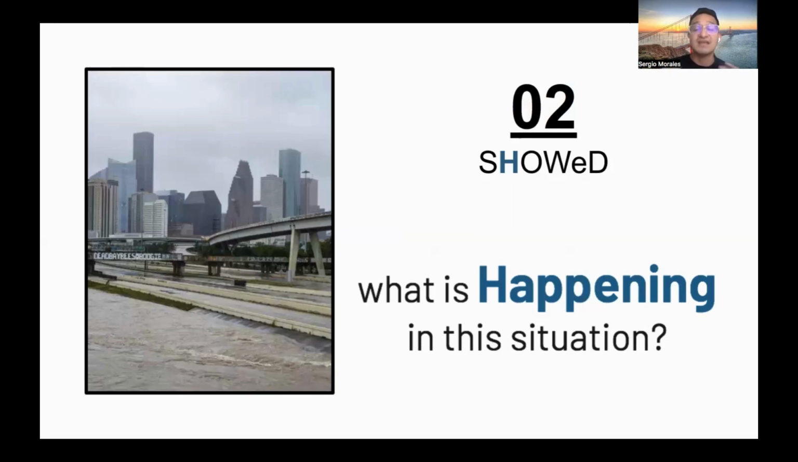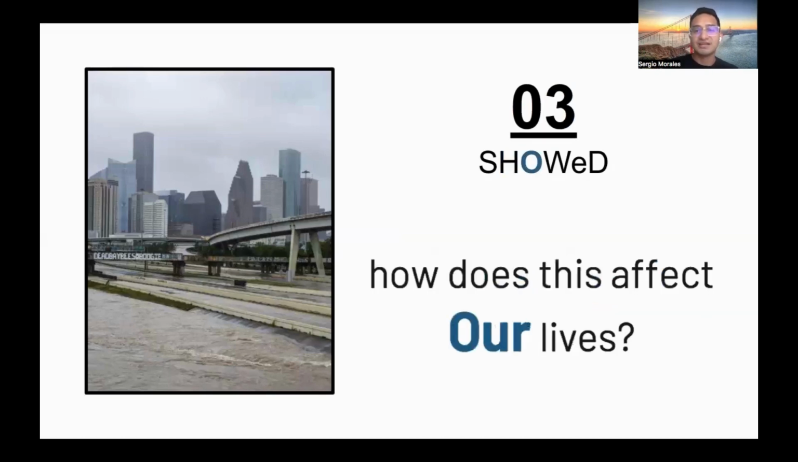Basically, this adds more context to what you see in the picture. This part of the SHOWeD method says: I previously discussed what I saw in this picture, and now I'm going to add more context about the situation. Then we're going to talk about the letter O.